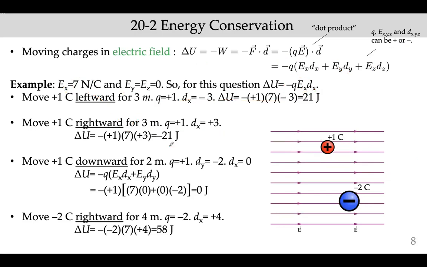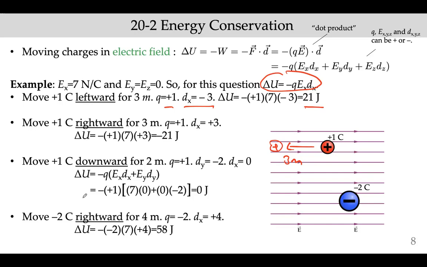Okay, we actually skipped this. Let's do this. If you move it leftward, now move it this way for 3 meters. Again, the charge is 1. Now, displacement is negative 3 because you are moving it leftward, and we chose left to be the negative direction. And plug in the numbers here, and you will find the change in potential energy to be 21 joules.